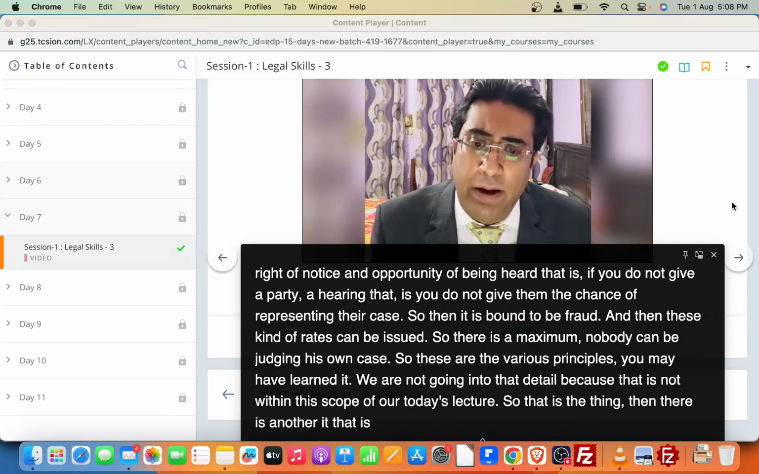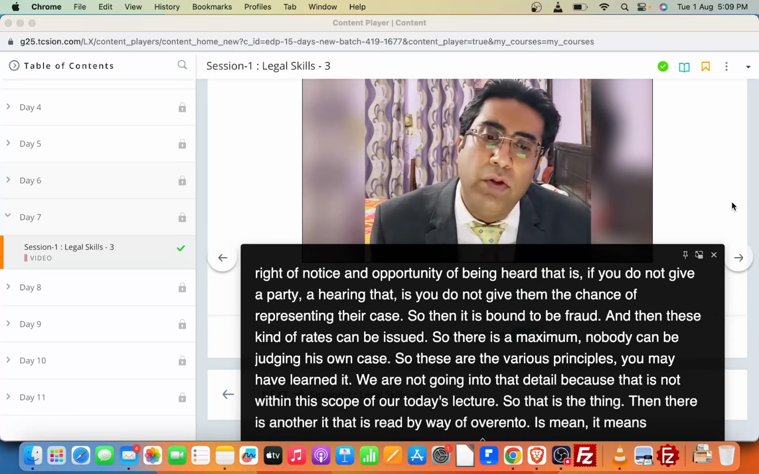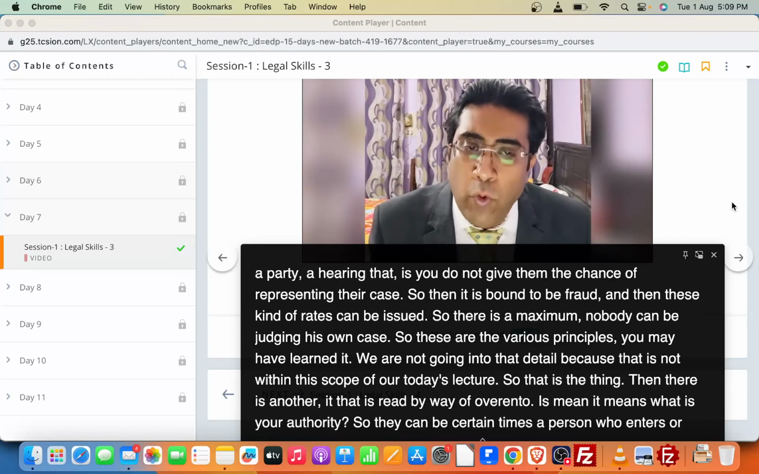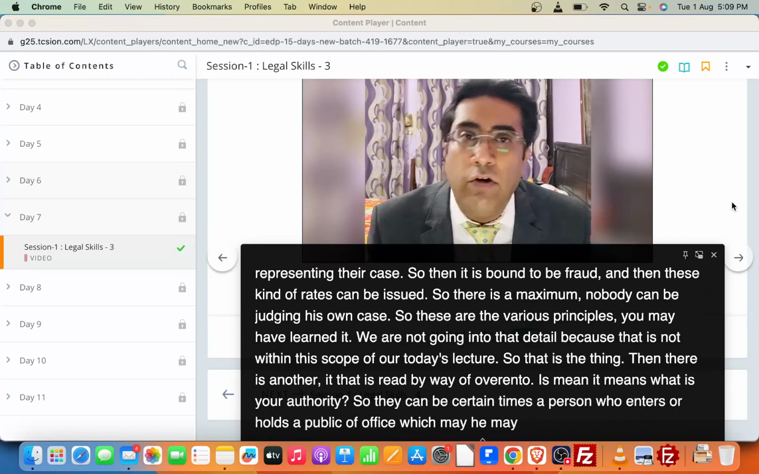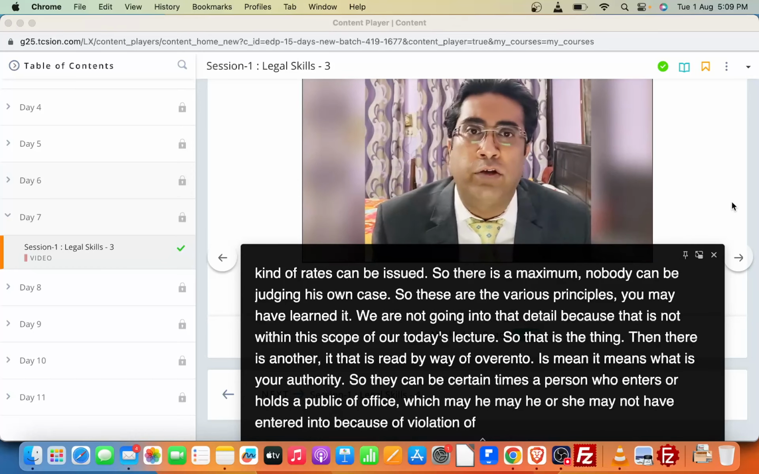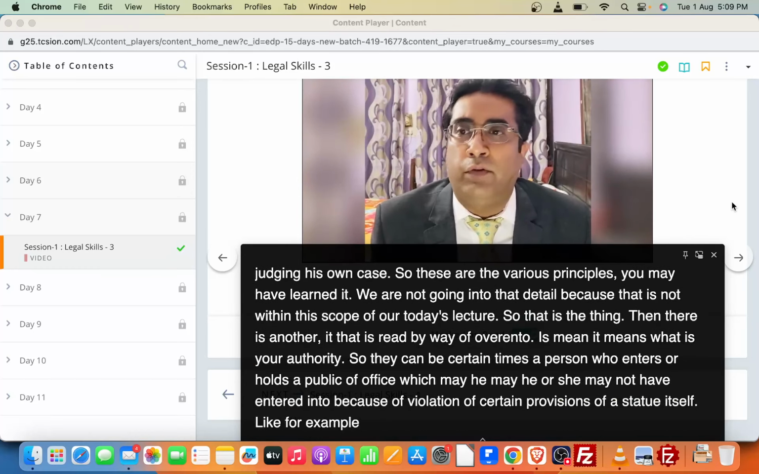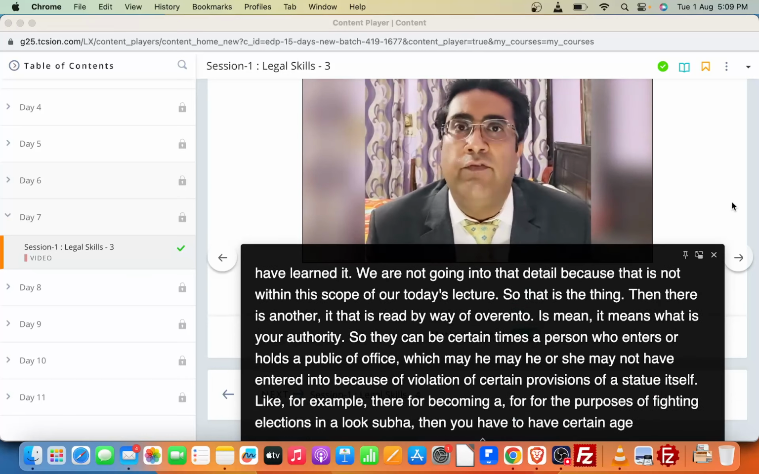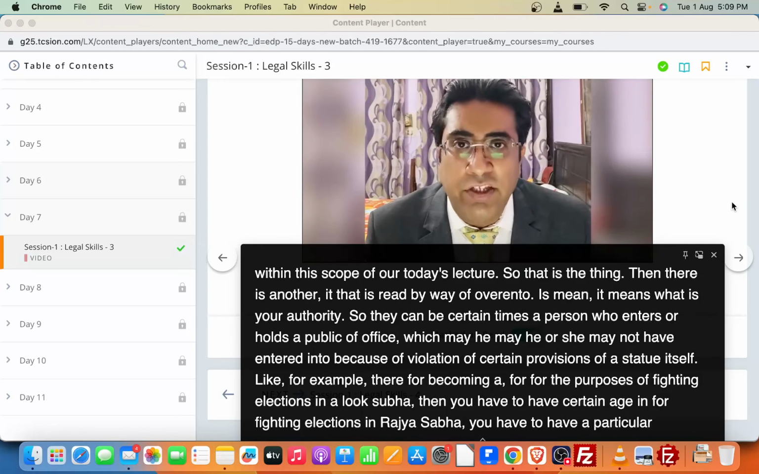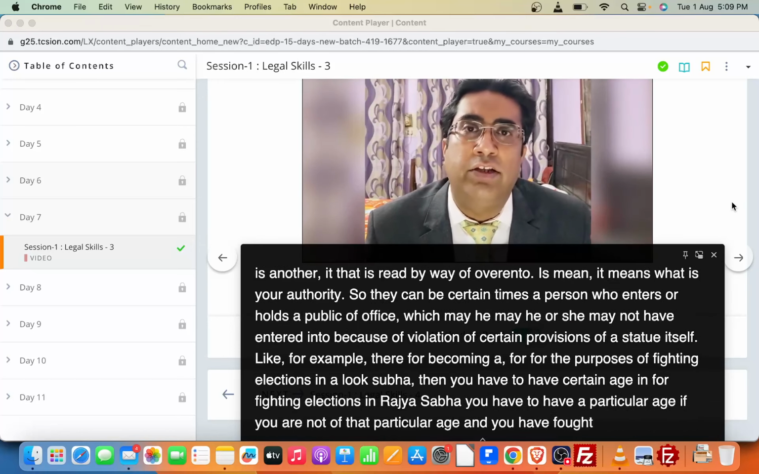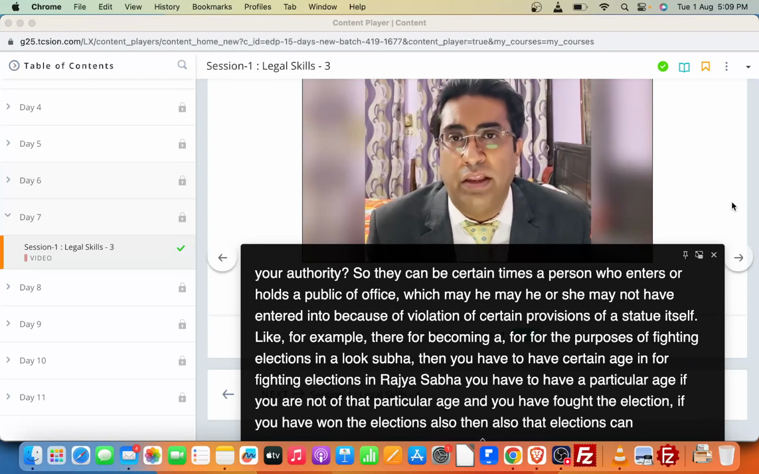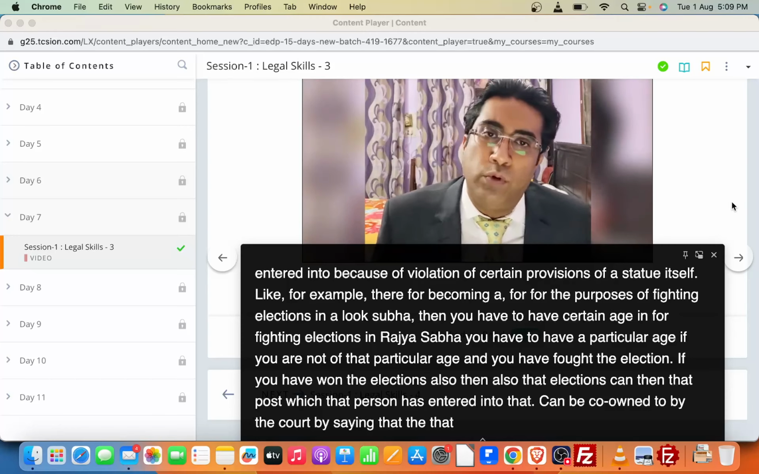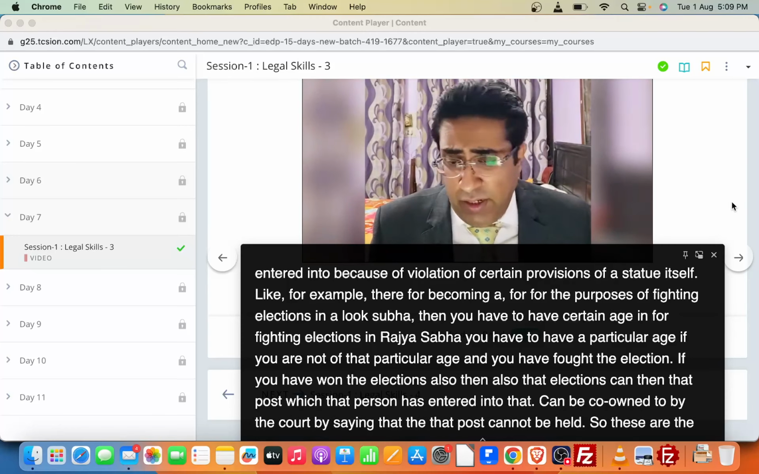Then there is another writ, that is the writ of quo warranto. Quo warranto means: what is your authority? There can be times when a person enters or holds a public office which he or she may not have entered into because of violation of certain provisions of a statute itself. For example, for fighting elections to the Lok Sabha you have to be of a certain age. For fighting elections to the Rajya Sabha, you have to be of a particular age. If you are not of that age and you have fought the election and even won, then the post that person has entered into can be subject to quo warranto by the court, saying that the post cannot be held. So these are the basic types of writs.